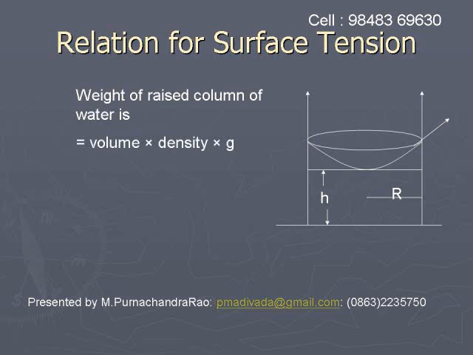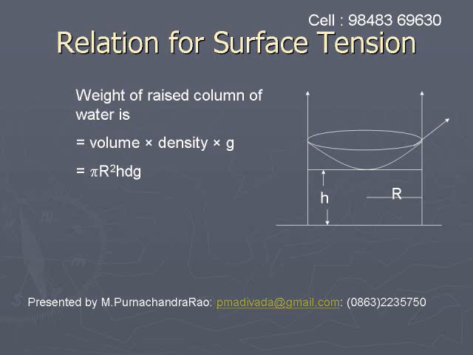Weight is equal to mass into acceleration due to gravity, mg. But mass is equal to volume into density. Hence, the weight is equal to volume into density into g. Volume is pi r square h. Pi r square is the area of cross section, and h is the height of the water column.